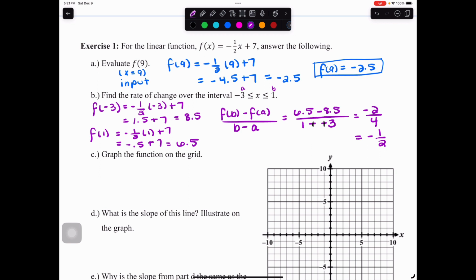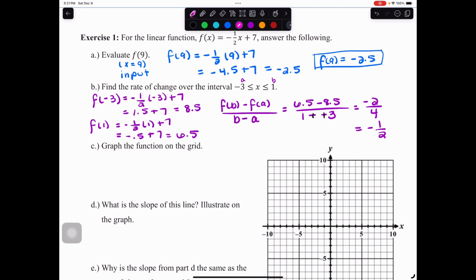Now, if it's a linear function, you should also be able to graph this. You can do this a couple of different ways. Of course, we found a few coordinates. So one way you could do this is to organize the solutions that you found into a table. We have negative 3 and 8.5. We have 1 and 6.5. And then we also found f of 9, so we have 9 and negative 2.5. So that's one way. But because it's a linear function, that means it has a constant rate of change.